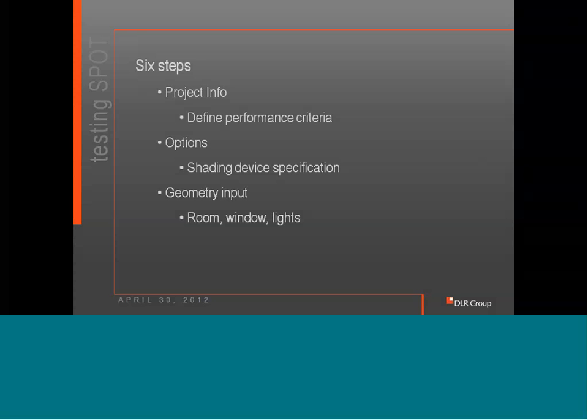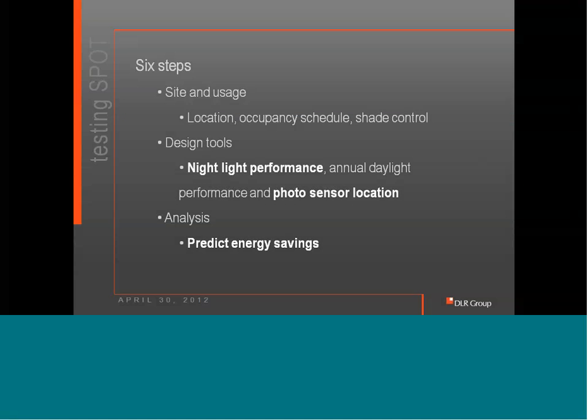Within Spot, we have 6 steps, and we went through defining the project performance criteria and geometry input, and we went through site and usage last time, and also annual daylight performance. And today we're going to look at night light performance, photosensor location, and then try to figure out how to predict energy savings.